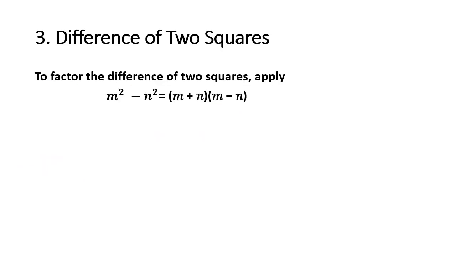So now let's move on to the difference of two squares. To factor the difference of two squares, you need to apply this formula here. So you have m squared minus n squared, which is equal to quantity m plus n times the quantity m minus n. If you try to remember, I think we talked about special products. This is just the reverse of your special products. Now let's have some examples to further understand this.